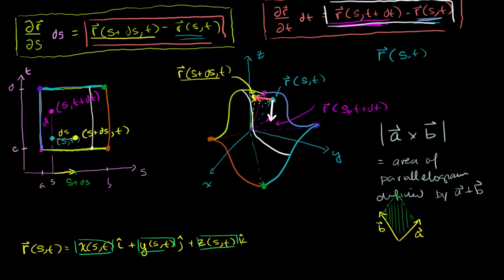So going back to our surface example, if we were to take the cross product of this orange vector and this white vector, I'm going to get the area of the parallelogram defined by these two vectors. So if I take the parallel to that one, it'll look something like this. And then a parallel to the orange one, it'll look something like that. So if I take the cross product of that and that, I am going to get the area of that parallelogram.